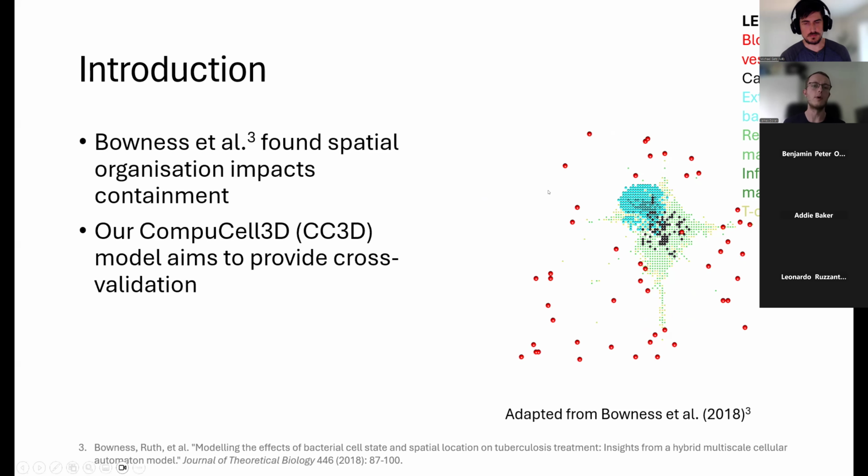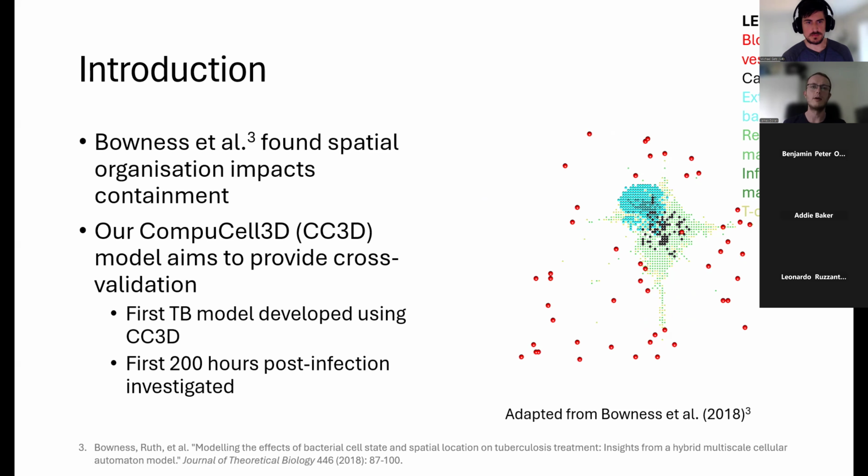So the aim of our work was to try and replicate this model as closely as we could using CompuCell. Obviously, it's another agent-based model, but it's slightly different in terms of its composition and the cellular Potts framework that CompuCell effectively builds upon. So we wanted to see if, given these slight differences between the two frameworks, we're still able to get broadly similar results. To the best of our knowledge, it's the first TB model that's been developed using CompuCell3D.